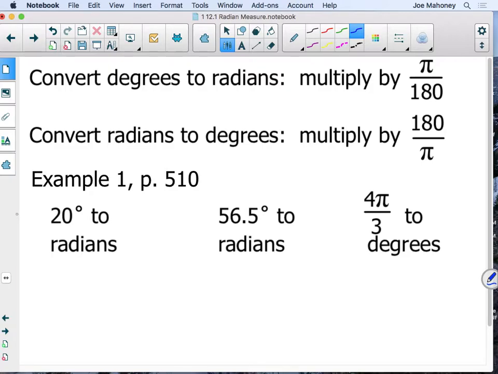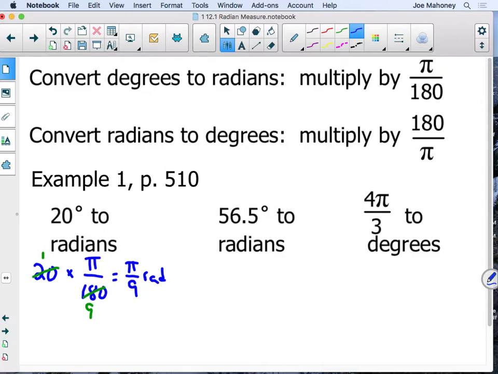Okay, let's convert 20 degrees to radians. So I'm going to take 20 degrees and I'm going to multiply it by pi over 180. Now you can be really lazy and write it as 20 pi over 180. But I want you to notice a couple things. Do you notice that you can reduce 20 over 180? And that 20 goes into 180 9 times, and 20 goes into 20 once. So actually we can say that our answer is pi over 9 radians.